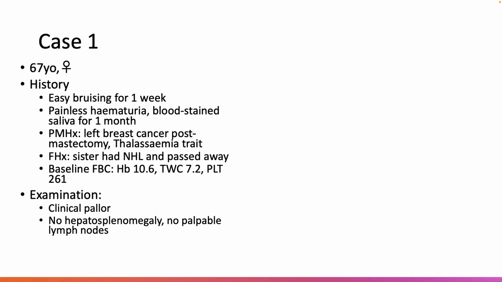First is a case of a 67-year-old lady who presented with easy bruising, painless hematuria, and some blood-stained saliva for the past one month. Past medical history: she has left breast cancer and did a mastectomy. She also has thalassemia trait, not requiring transfusion. In terms of family history, her sister passed away due to non-Hodgkin lymphoma. On baseline FBC, the Hb is 10, total white count 7.2, platelet is 261, which is normal. On examination upon arrival, she looks pale. There is no hepatosplenomegaly and no palpable lymph nodes.